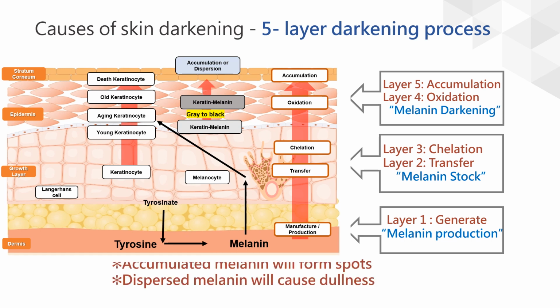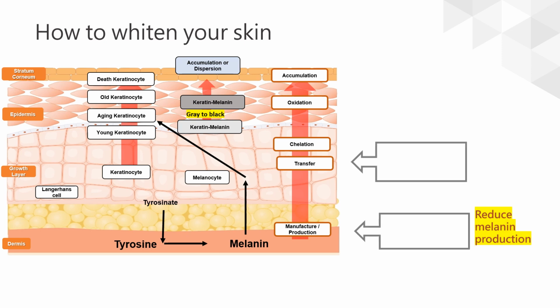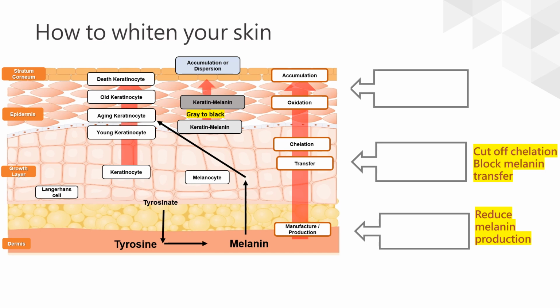Because accumulated melanin does form spots, and the dispersed melanin will cause its dullness. So what can we do to whiten the skin to stop the causes mentioned before? So in melanin production, layer 1, we need to block the melanin production by reducing or lowering the production. The second step is in melanin stock, we need to decrease the amount of melanin by stopping chelation in order to block the melanin transfer into layer 5.